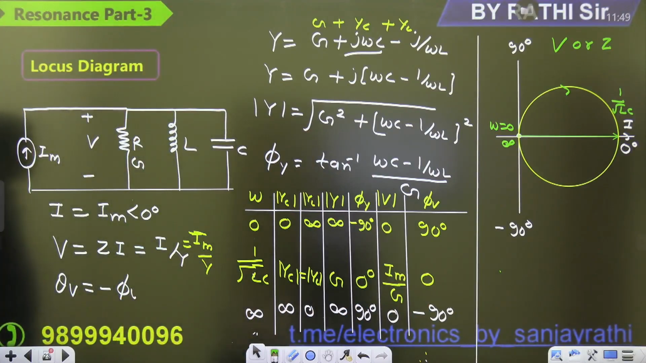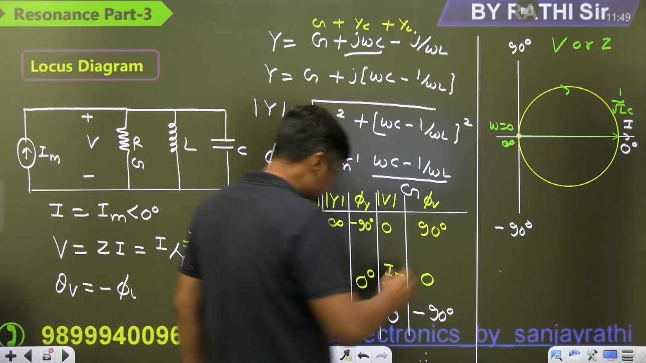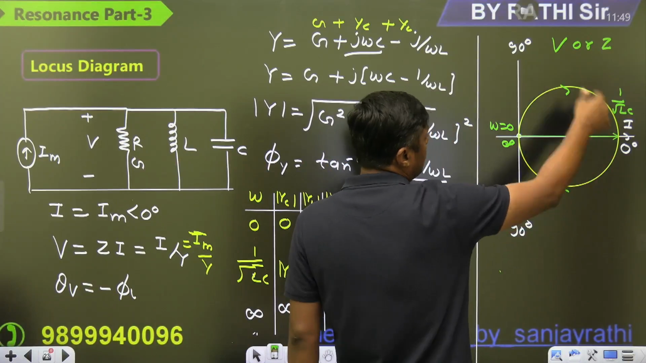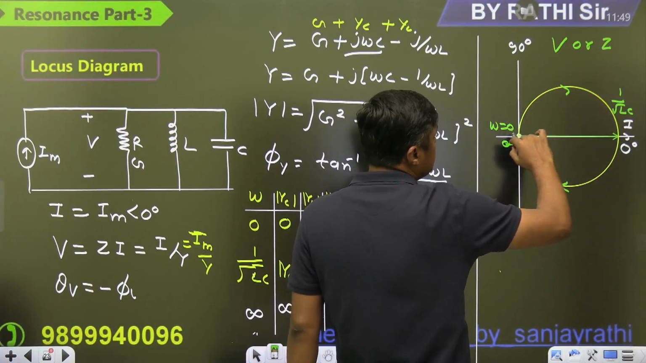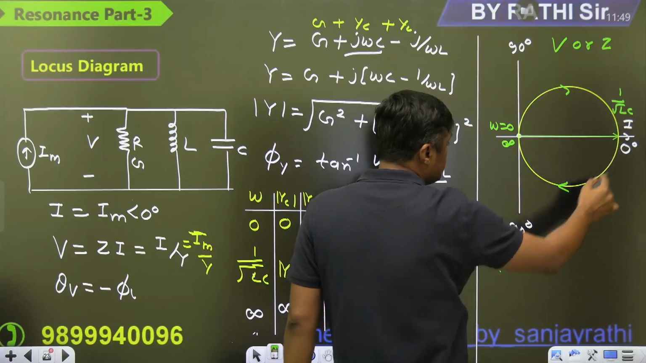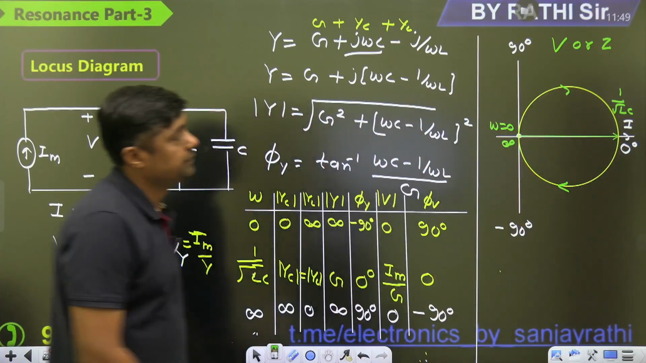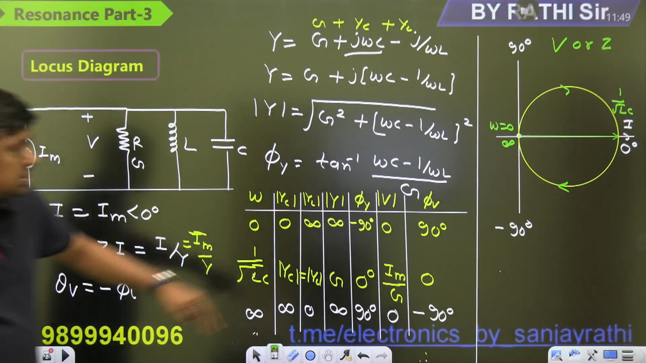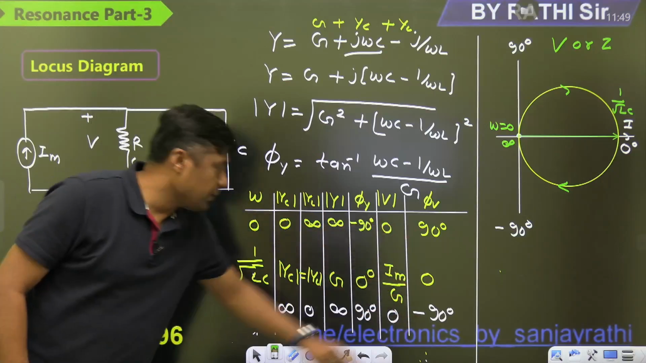So the arrow is also important. Watch whether it is a clockwise direction or anti-clockwise direction. That's why there are 4 types of options: clockwise or anti-clockwise. 0 in the first quadrant, then it is in finally here. What is 90 to 0, 0 to what? Minus 90.